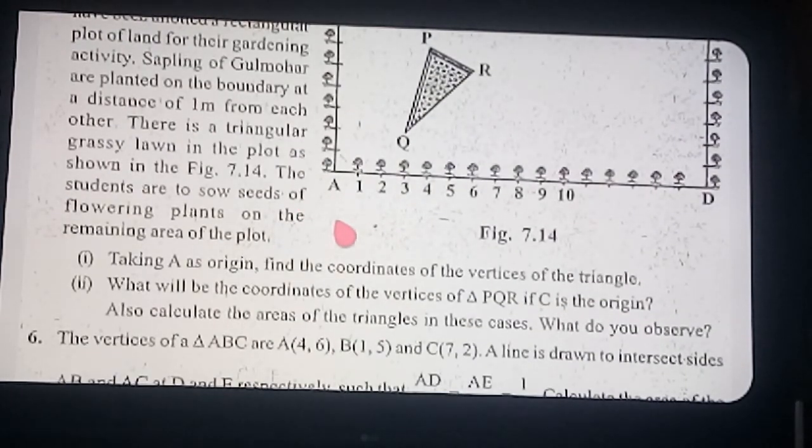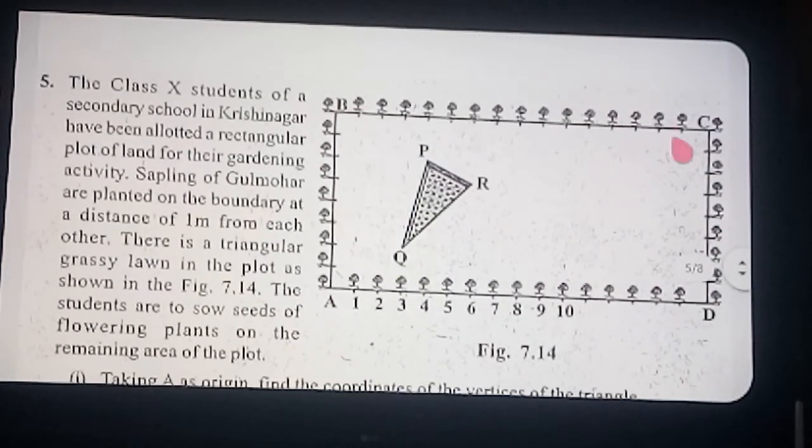What will be the coordinates of the vertices of triangle PQR if C is the origin? Also calculate the area of the triangles in these cases and what do you observe? So with respect to A as the origin, you found out the coordinates of PQR. With respect to C as the origin, you already found out the coordinates of PQR. Now among these two, what do we want to do? We want to find out the area in both the cases.